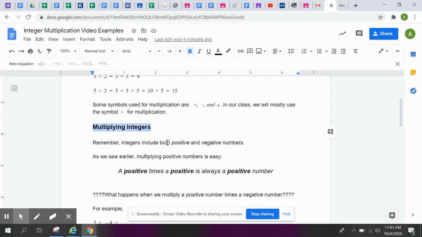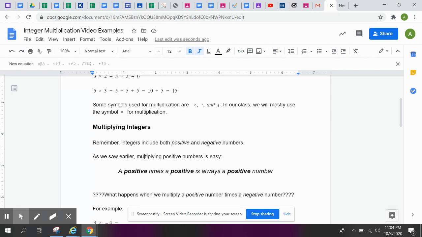Remember, integers include both positive and negative numbers. Positive 3 is an integer, but also its negative version, negative 3, is also an integer. So we might have positive 3, positive 4, negative 3, negative 4. So integers include both positive and negative numbers.